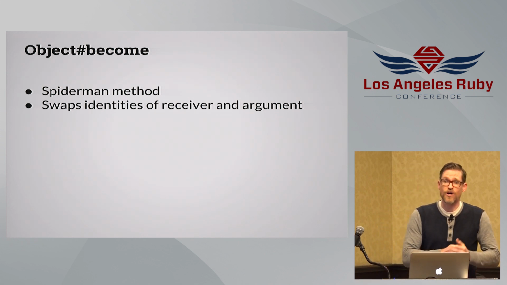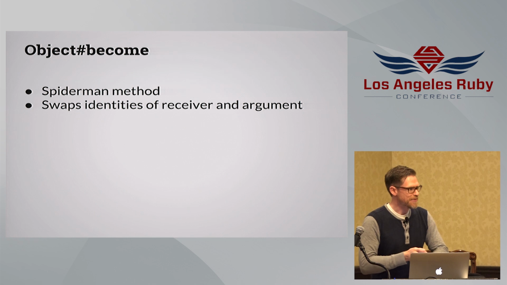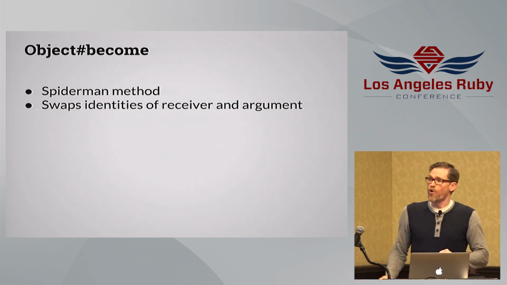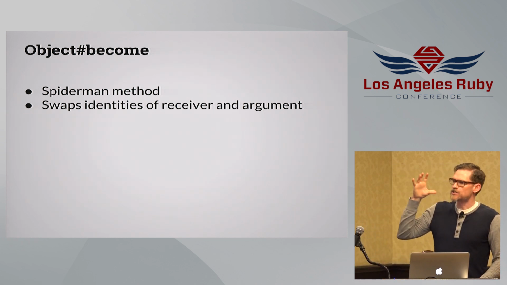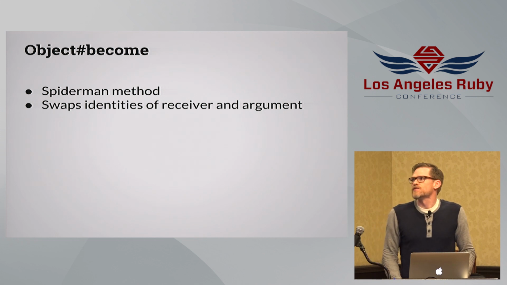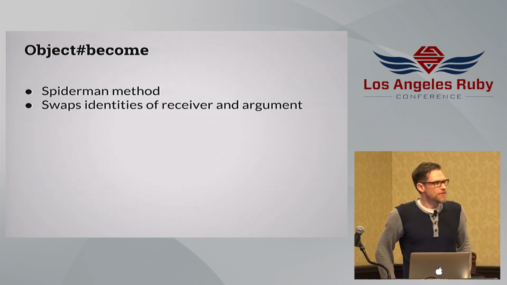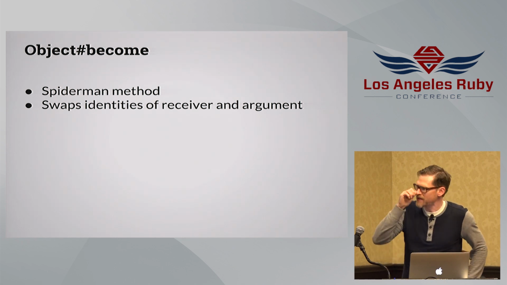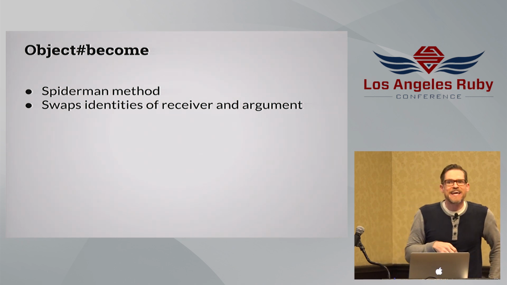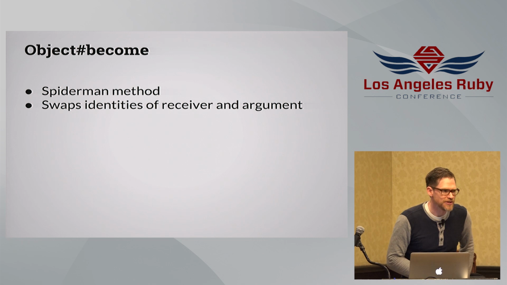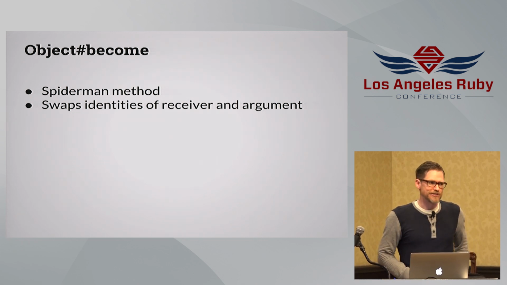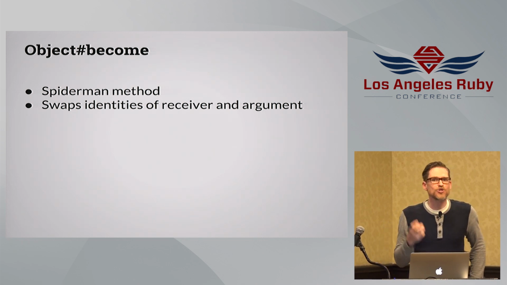I'm moving through this a lot quicker than I thought, which might help us get back on time. So this next concept is Smalltalk has a method named become. It is a Spider-Man method, meaning it is incredibly powerful and incredibly dangerous. Like you need to use it correctly.